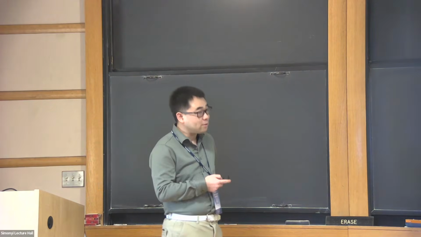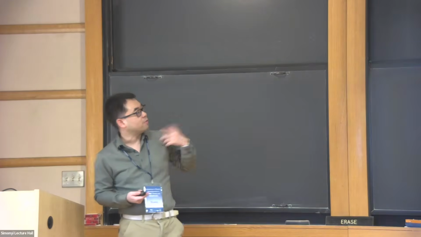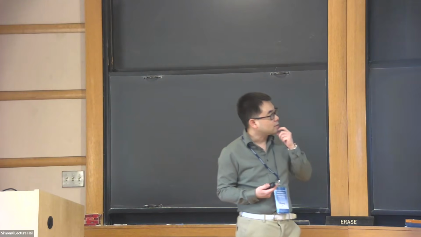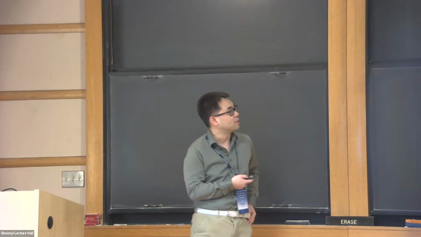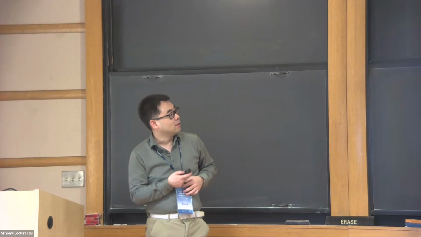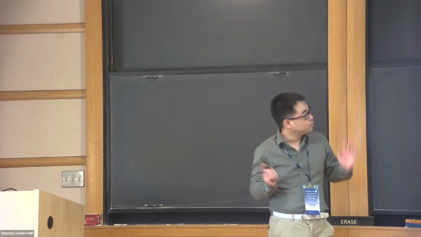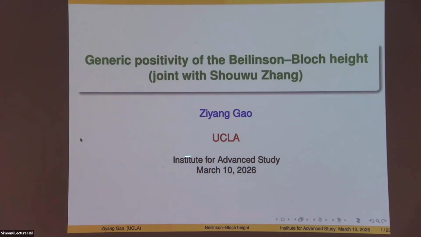So today I'll talk about the generic positivity of Beilinson-Bloch height. It's a program that recently initiated with Shouwu Zhang, and up to now we have obtained some results about the simplest cycles, the Gross-Schoen cycle and the Ceresa cycles. You may see the title on this website to be the heights of the Gross-Schoen and Ceresa cycles, and we hope to initiate this program and someday extend the results to other cycles.